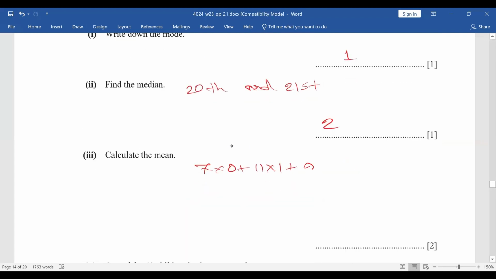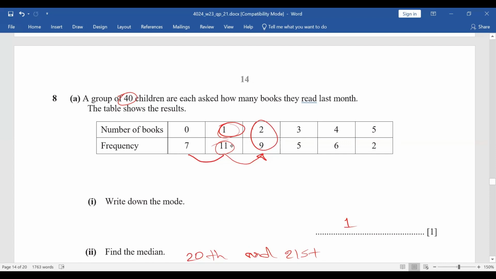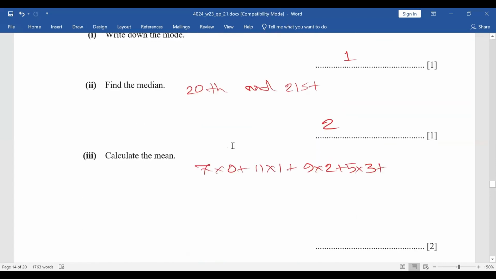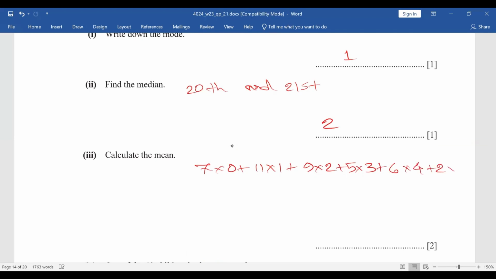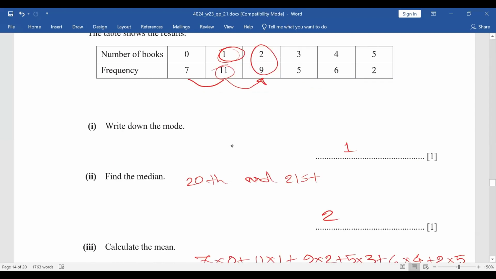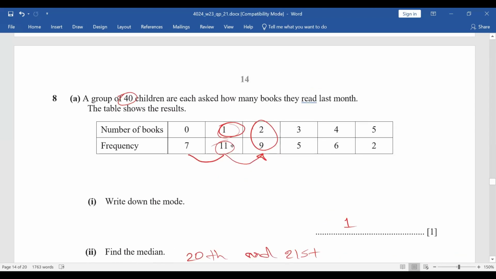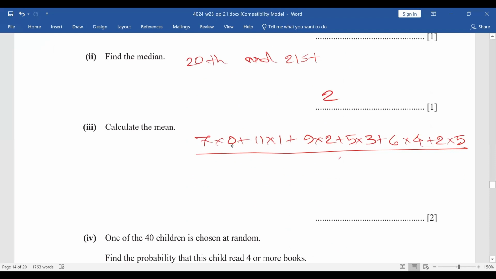9 times 2, 5 times 3, then 6 times 4 and 2 times 5. 2 students read 5 books each. Divided by the total frequency, we know that there are 40 children, so we will divide by 40.